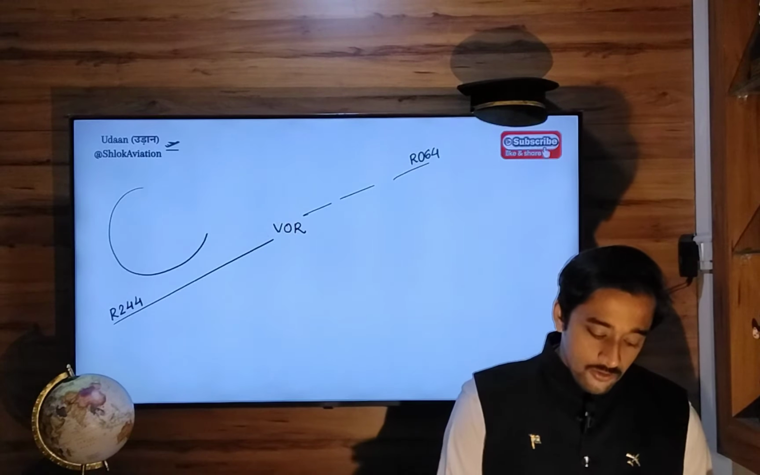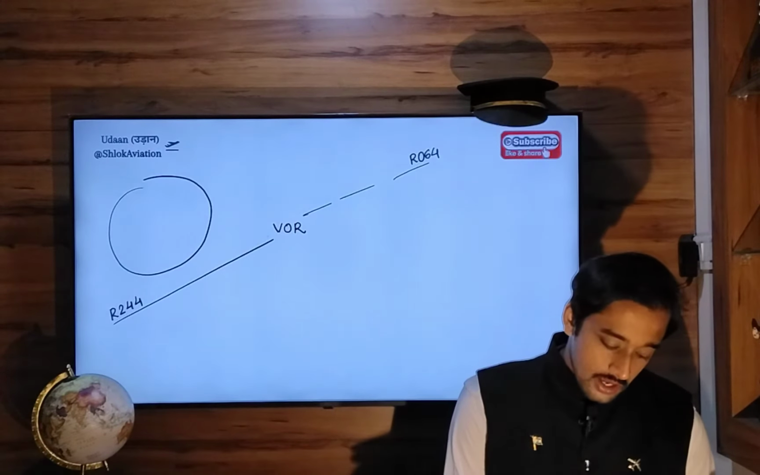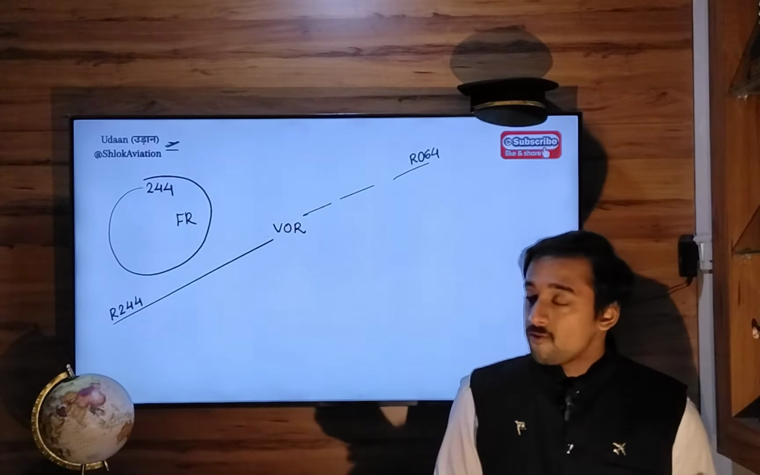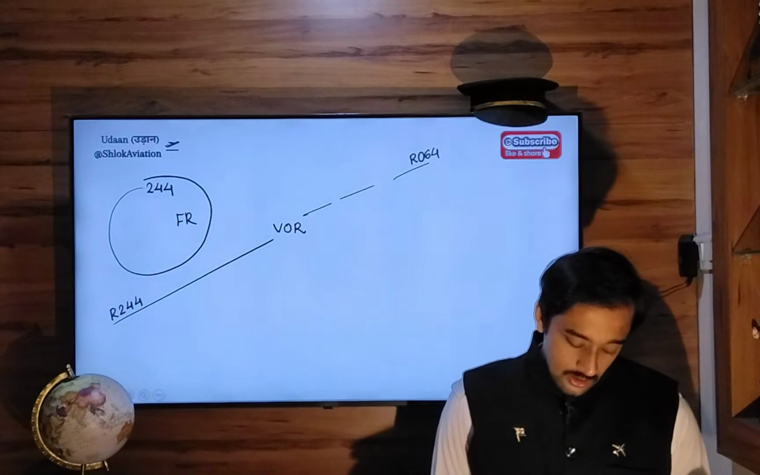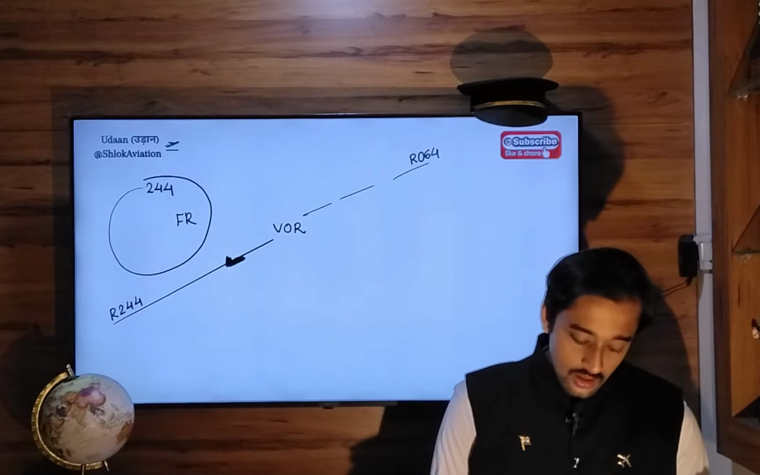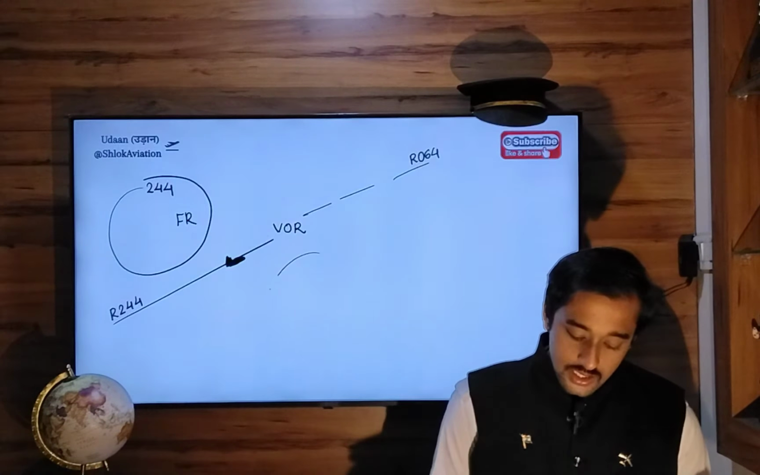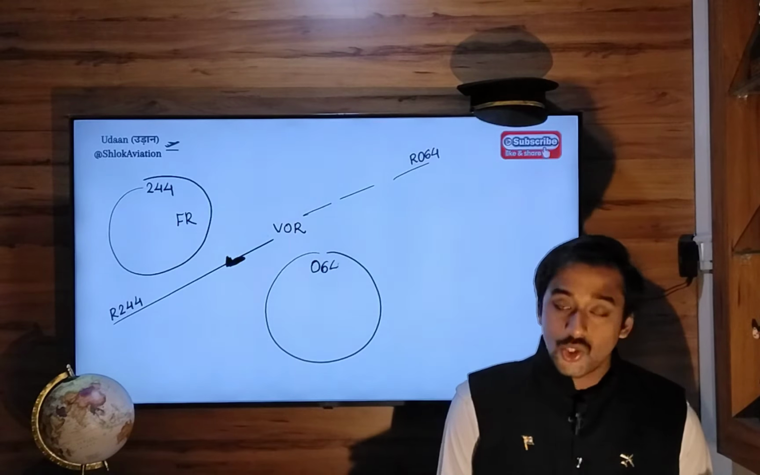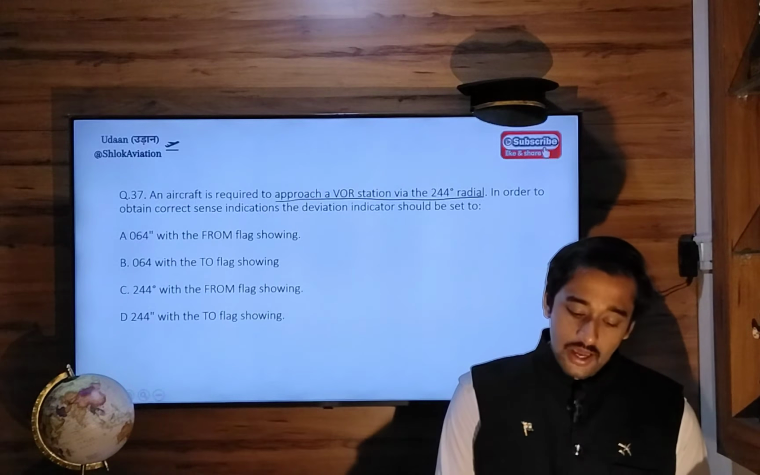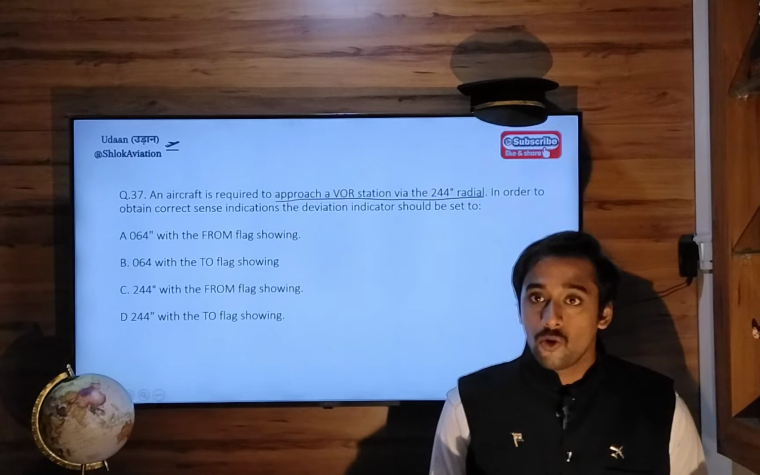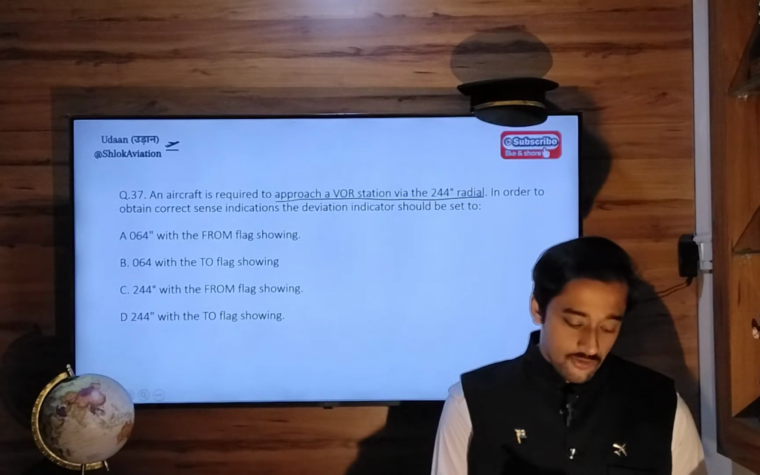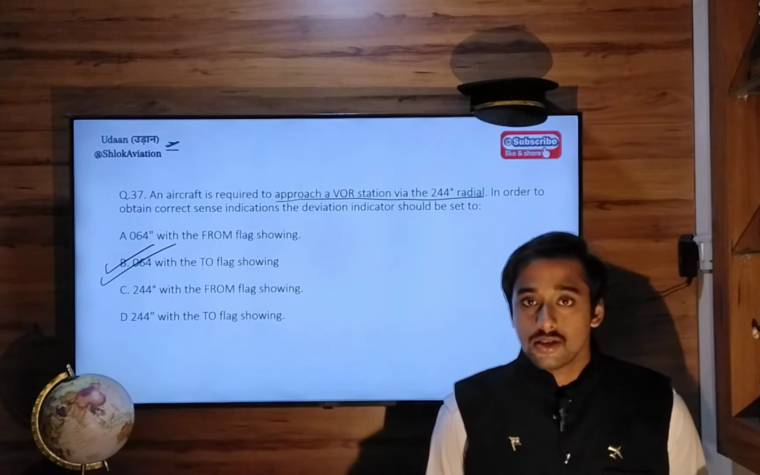Now there are two possibilities. If you are flying outbound from the VOR on this radial 244, you put 244 in the OBS setting and you get a from indication. If you are flying towards the VOR, what will you put in the OBS? You will put 064. Since you are flying inbound, you will get a to indication. So as per the question, you are flying towards a VOR via the 244 radial. The correct sensing will be to put 064 with a to indication.